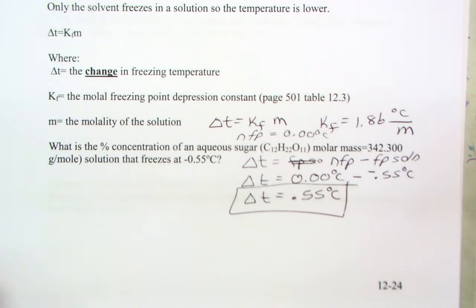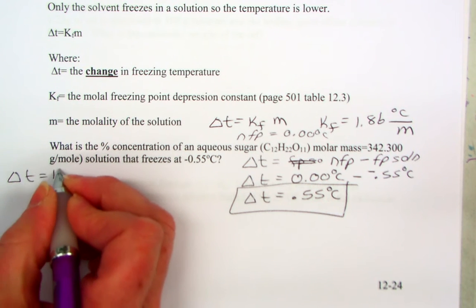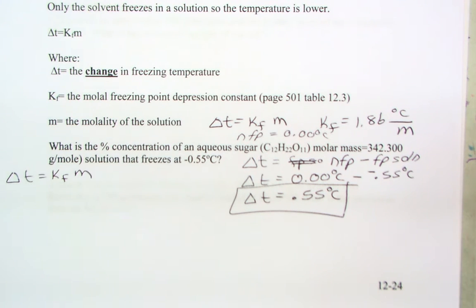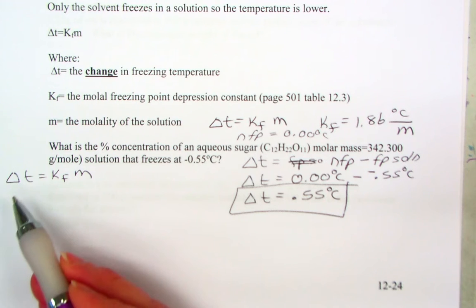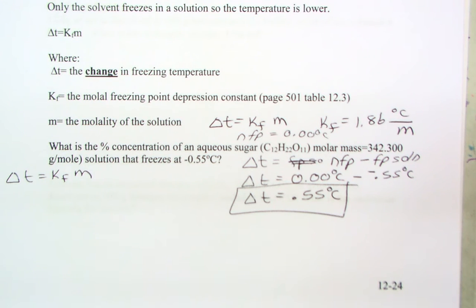Now, we're going to calculate these so that the change is always positive. Because when we plug in delta T is equal to K sub F times M, even though I know the freezing point is going down, if I stick a negative number in here, K sub F is a positive number, it means our molality will be negative. Can you have a negative concentration? That doesn't make sense, right? So we always switch, even though the change is positive, then we subtract the change from the normal freezing point to know where we're freezing.